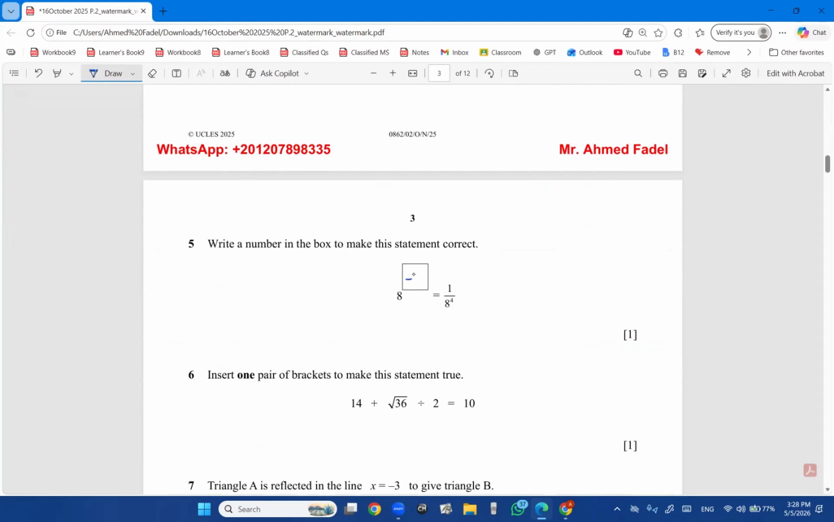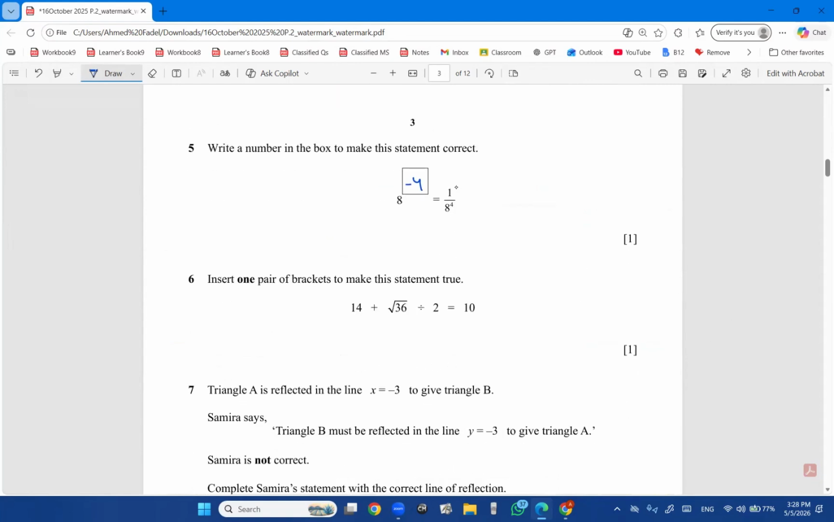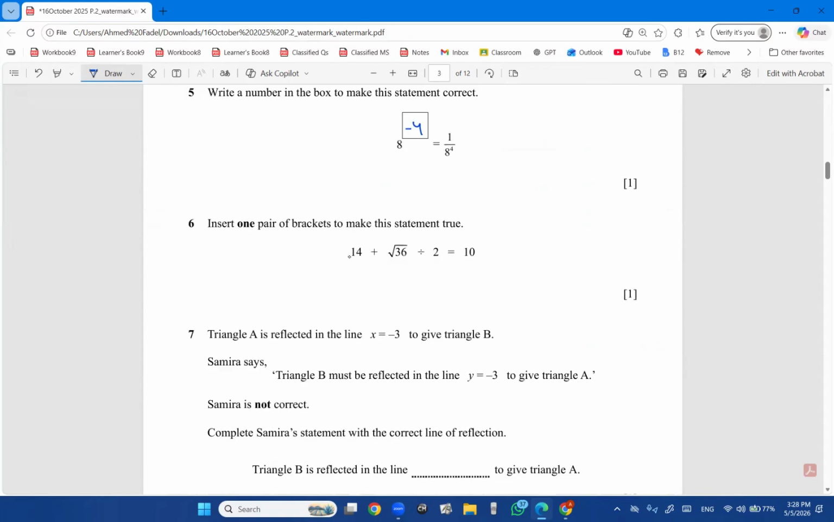8 to the power of negative 4 is the same as 1 over 8 to the power of 4. When you flip the fraction, the sign of the index changes. Here, the only pair of brackets that you can put is around the 14 and the square root of 36 to make it true. So that it is 14 plus 6, which is 20. You divide it by 2 gives you the 10.